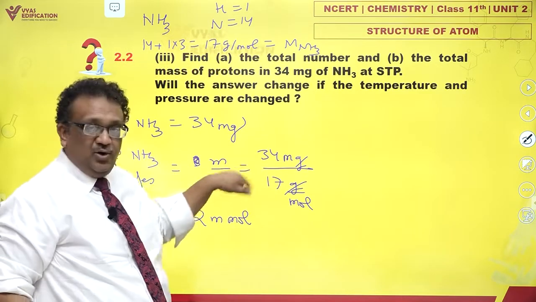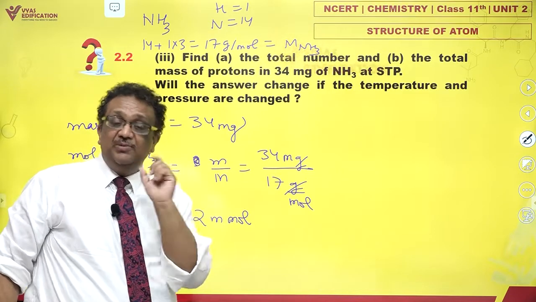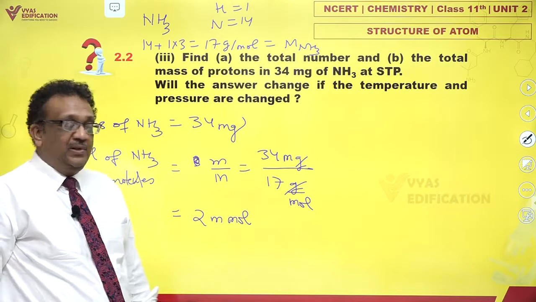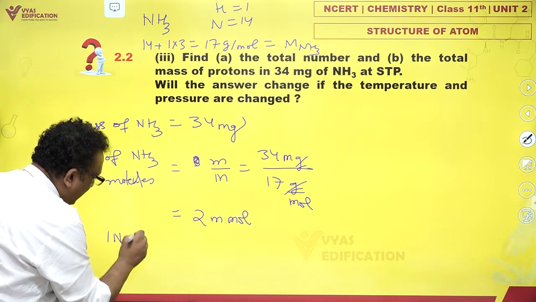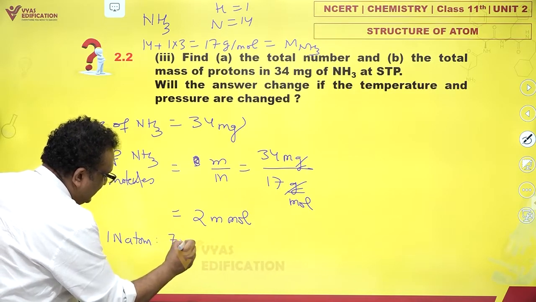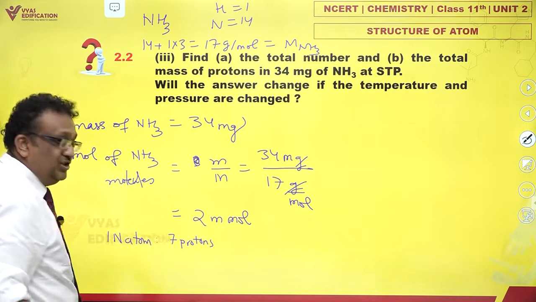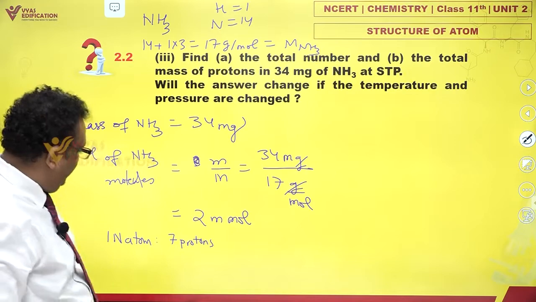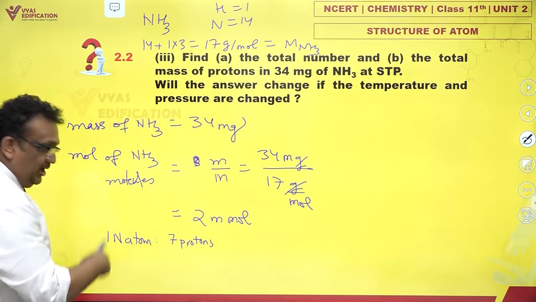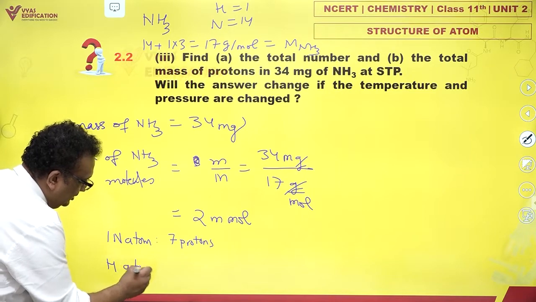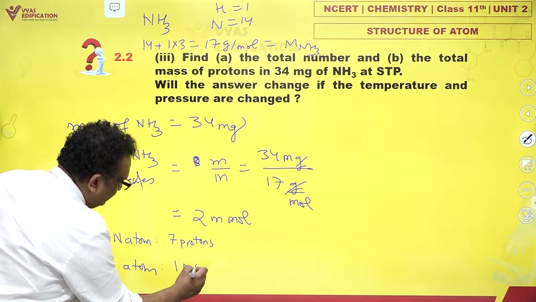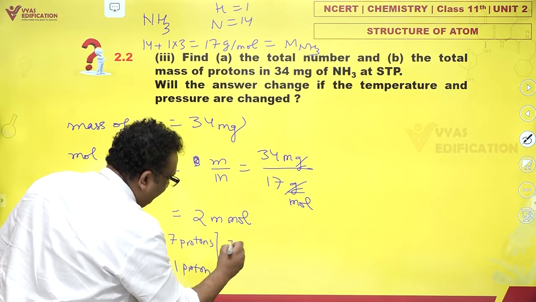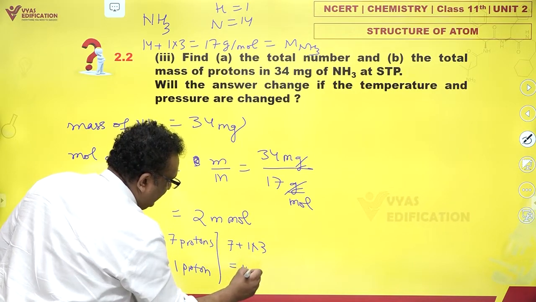Please note, milli does not get cancelled with grams. Milli simply means multiplied by 10 to the minus 3 and nothing else. That stays. So I have 2 millimoles of ammonia. And one nitrogen atom contains 7 protons. Why? That is the definition of a nitrogen atom. Any nucleus that contains 7 protons would be called nitrogen. From the periodic table we know that. Otherwise you should know that. An H atom contains 1 proton. So NH3 contains 7 plus 1 into 3, that means 10 protons.